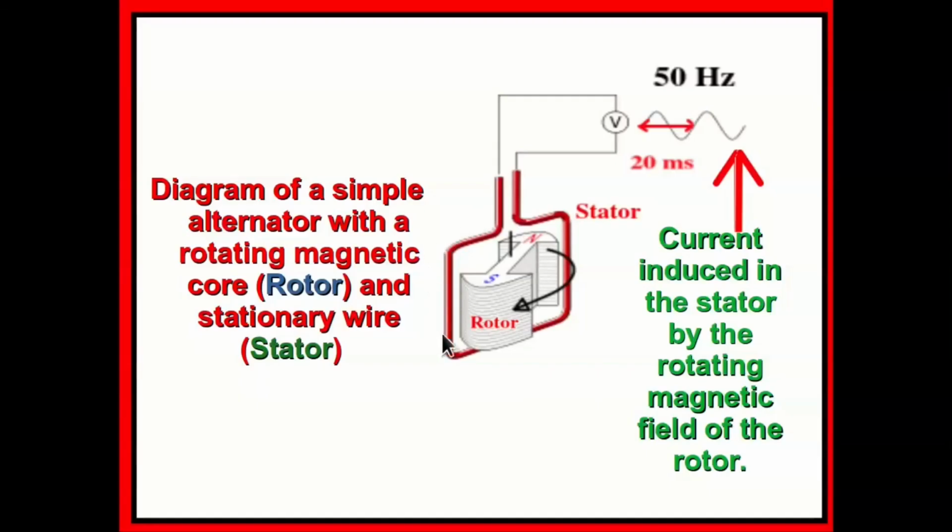So this is a simple example of an alternator with a rotating magnetic core, which is the rotor, and a stationary loop of wire, which is the stator. So the stator coil is connected to a voltmeter so that we can read the voltage induced in the coil. So as the rotor is rotated, current is induced in the stator and the resulting current waveform is what is shown here. Now generally the frequency of the generated voltage waveform is 50 Hz. That means the period of this waveform will be 20 milliseconds. Well, in some places this will be 60 Hz.